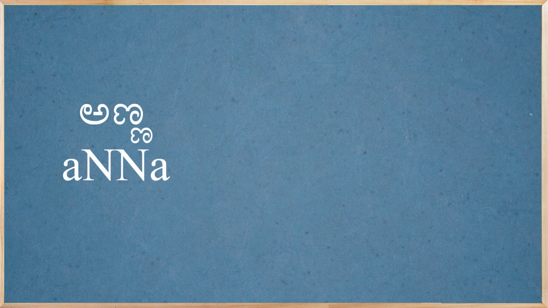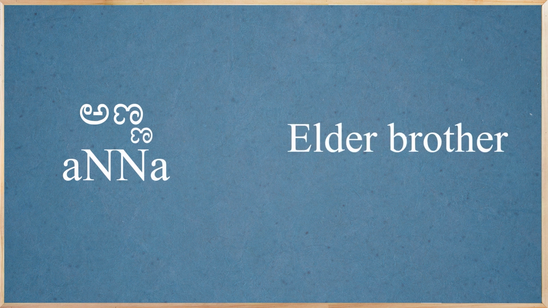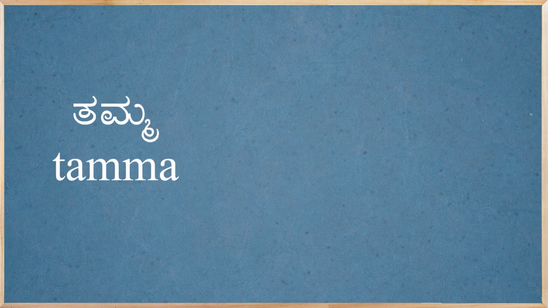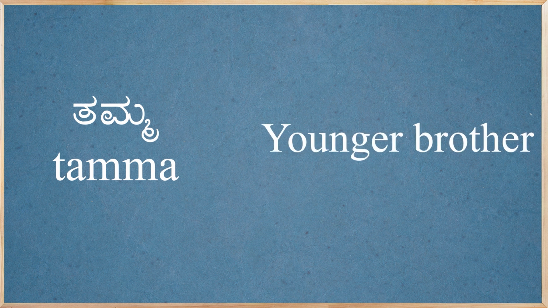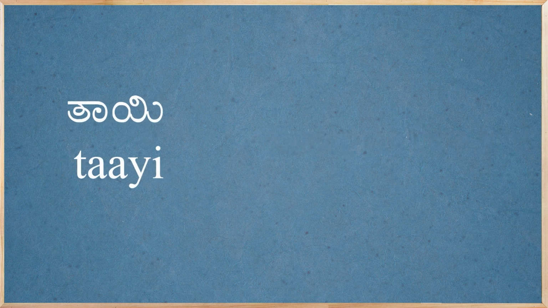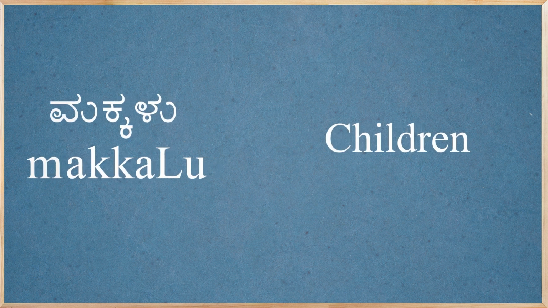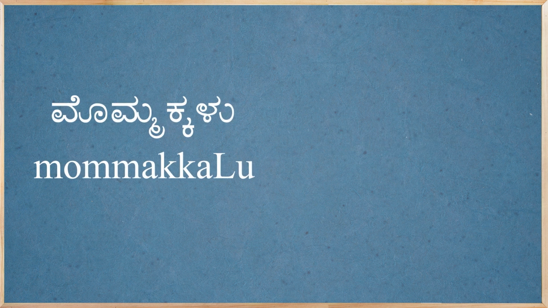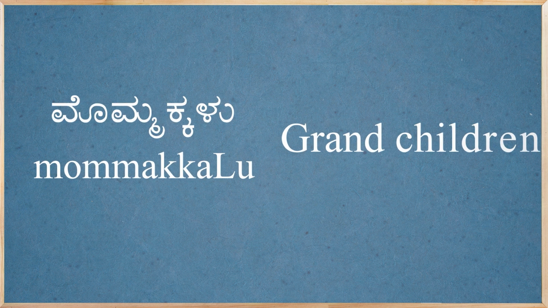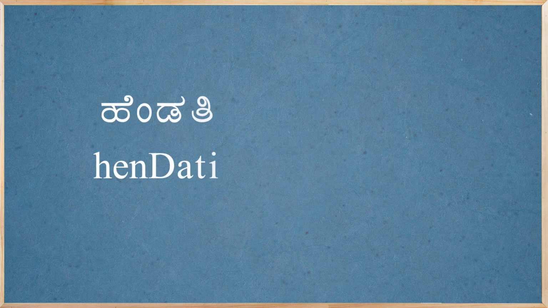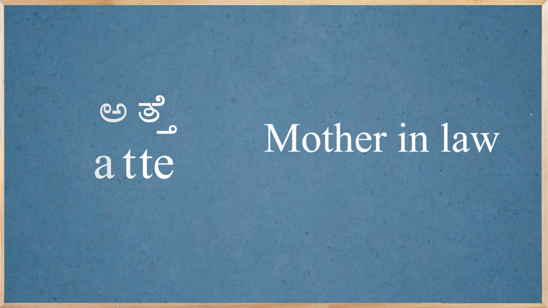Anna, elder brother. Tamma, younger brother. Tai, mother. Makkalu, children. Mommakkalu, grandchildren. Hendati, wife. Atte, mother-in-law.